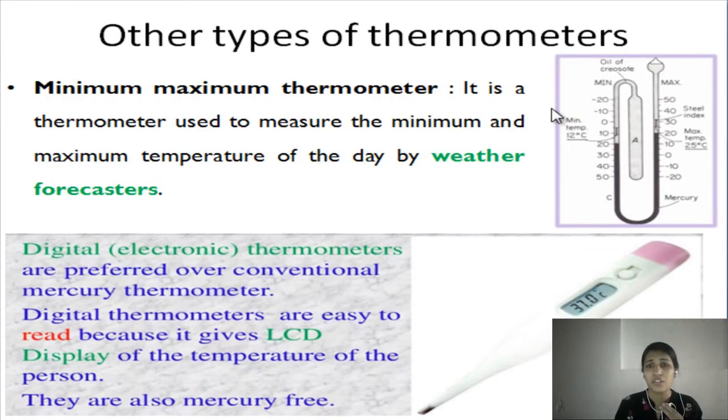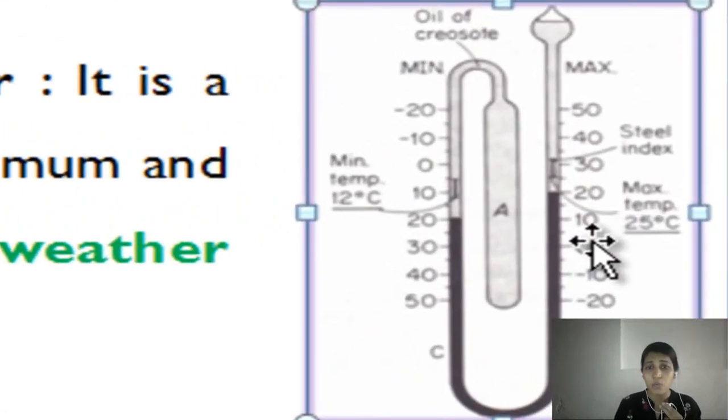Other types of thermometers: the maximum minimum thermometer. It is a thermometer used by weather forecasters to measure the minimum and the maximum temperature of the day. They use this thermometer to forecast the weather. It is shown in the figure.